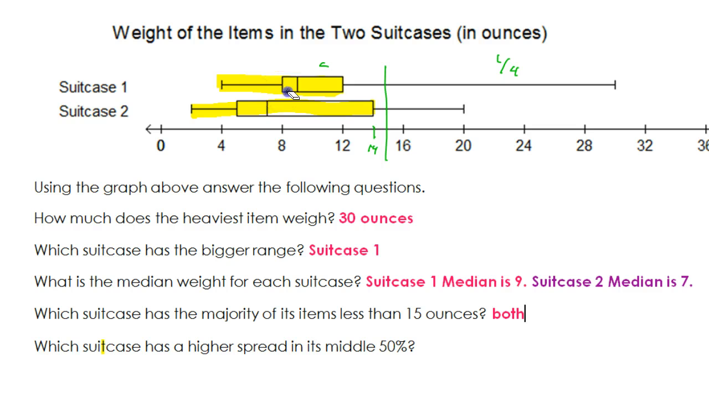Which suitcase has a higher spread in the middle 50%? Well, like I said, each part here is 25%, so the middle 50% is the box of the box and whisker plot. I've just highlighted the middle 50% for each case, and you can see that suitcase number 2 has the higher spread if you're talking about the middle 50%.